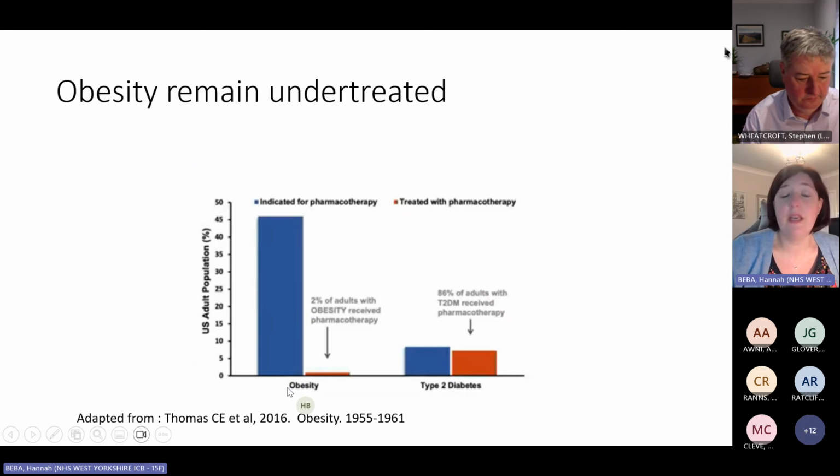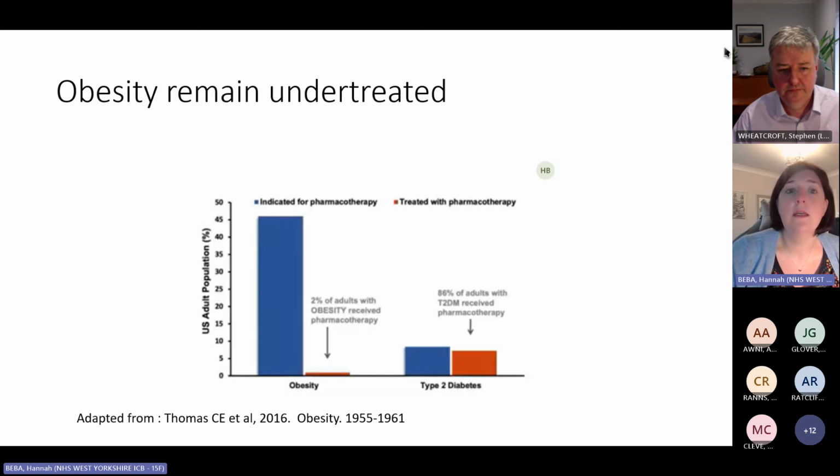Number of people who would be indicated for pharmacotherapy, and actually only around 2% of adults received pharmacotherapy, whereas with type 2 diabetes, a recognised condition, 86% are receiving some sort of therapy for that. So again, is it about the fact that we recognise some conditions and we don't with others? Also around the stigma and the access, we need to think differently on this and quickly, because it's an epidemic that's going to put enormous, if not insurmountable, pressure on our healthcare systems as we move forward.